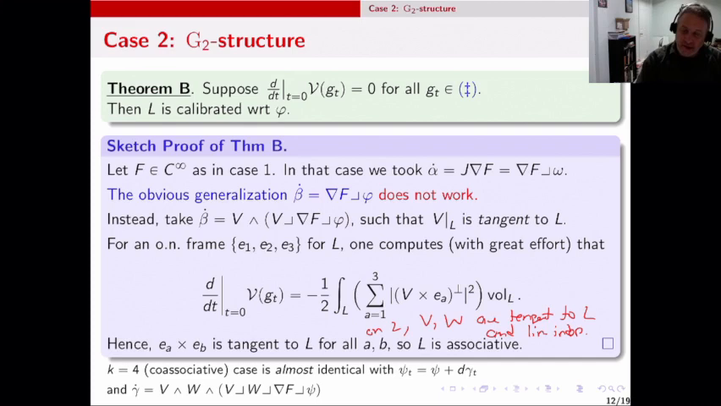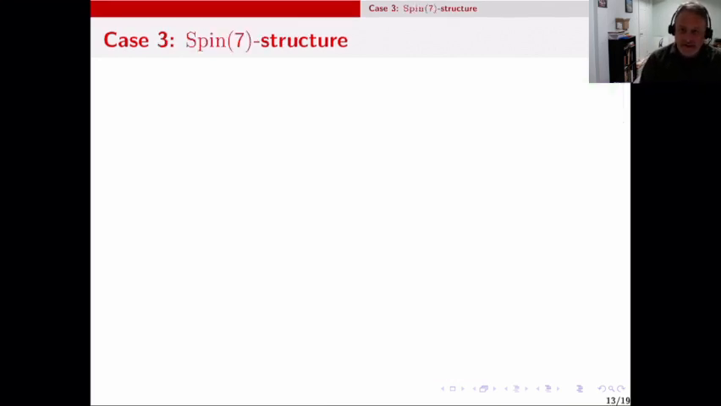Otherwise, it's the same thing, and there's some really miraculous cancellation that happens again, because the way that the metric G_t is induced from the four form psi_t is highly nonlinear. Okay, so that was the G2 case. The associative case I talked about in more detail. The co-associative case is very, very similar. But the rest of the talk, I want to discuss the spin 7 case. So maybe this is a good place to take our final break, and we'll continue in part 4.